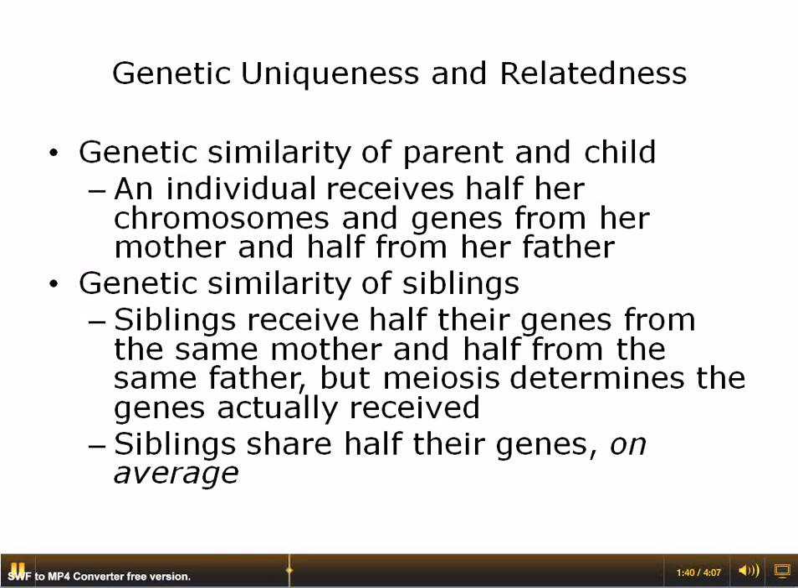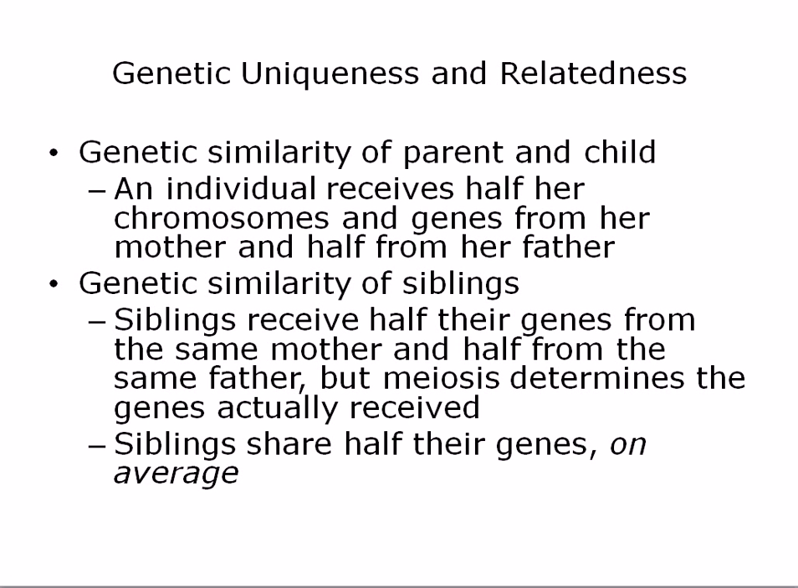Each parent can produce more than 8 million genetically different sperm or ova, and any couple could produce 64 trillion babies without having 2 with identical genes. An individual receives half her chromosomes and genes from her mother and half from her father.